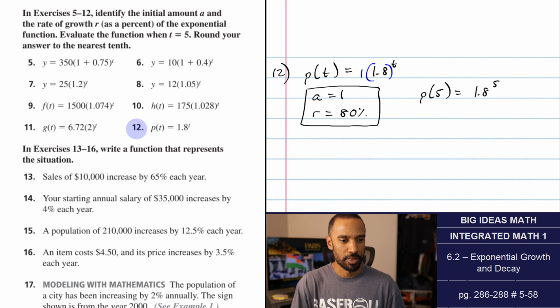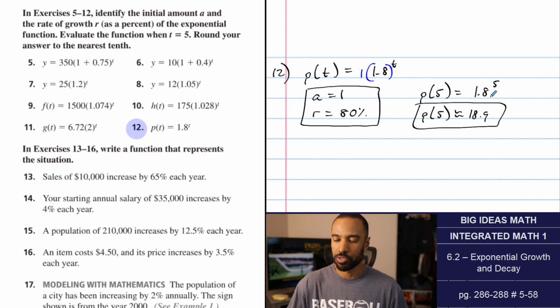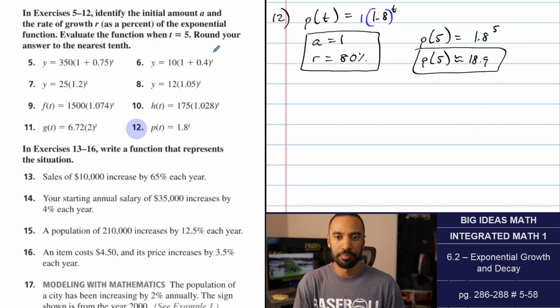Expect a lot of decimals to show up on this one. This is 18.89568, so around 18.9 when rounded. Okay, not the fastest problems, but it was very similar in what we did on each problem. So hopefully we felt pretty good on that.